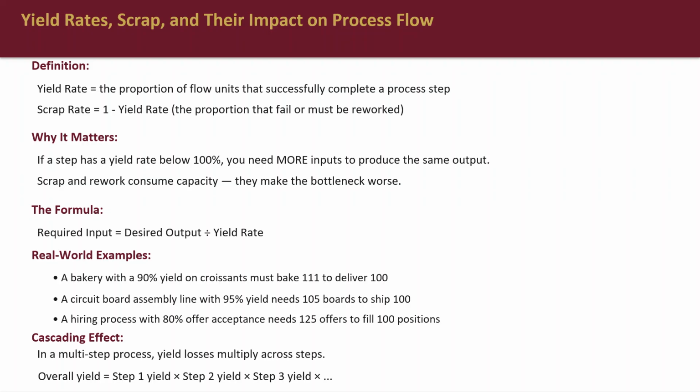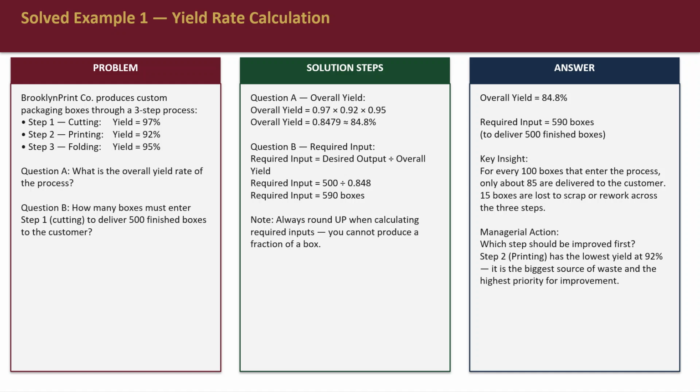And here is the part students miss. In a multi-step process, these losses multiply. Overall yield is step 1 yield times step 2 times step 3 and so on. Let's put that formula to work. On the left is the problem.